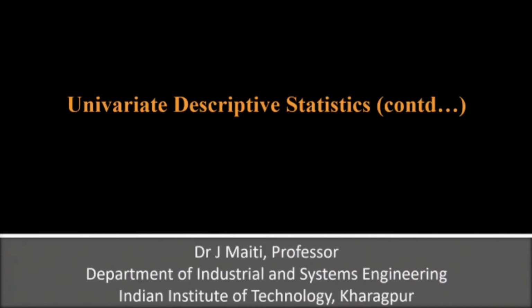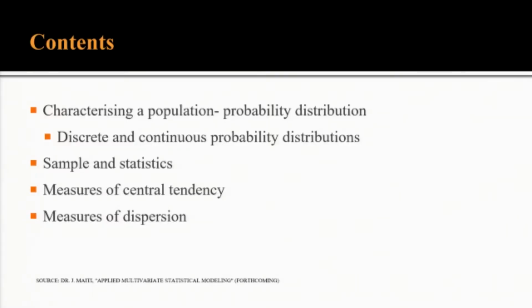Very good morning. We will continue with Univariate Descriptive Statistics today. We will discuss characterizing a population, how probability distributions, particularly the discrete and continuous probability distributions, can be used to characterize a population. We will then discuss what a sample is, what we mean by a statistic, and what the different descriptive measures of statistics are, primarily the measures of central tendency and measures of dispersion.